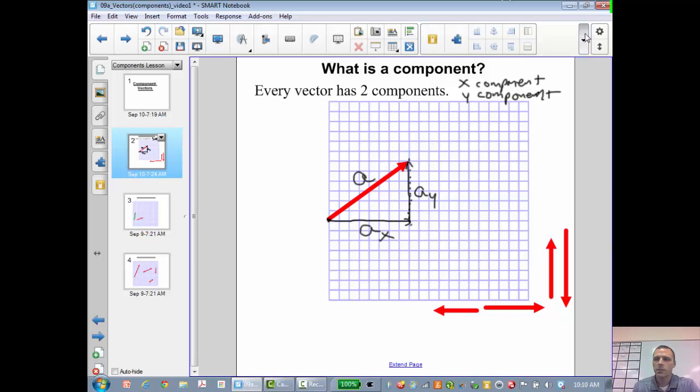Some vectors, even though they have two components, might have one component equal to 0. For instance, this vector right here, BX is equal to 0. This vector is all in the y direction. It's only going north, so it only has a y component. The x component has a value of 0. If I take a look at something like this vector, which we'll call C, CY is going to equal 0.